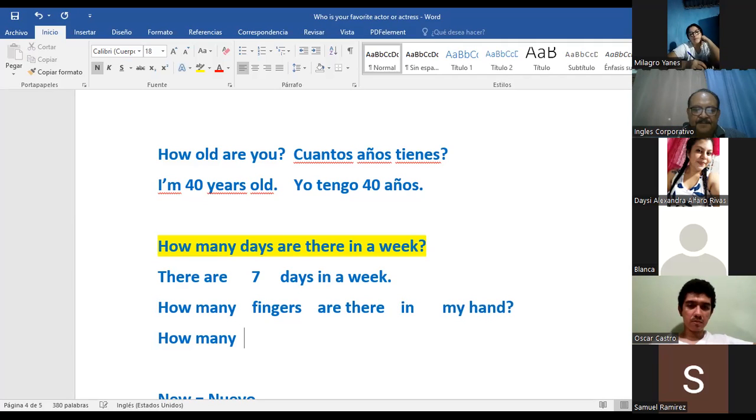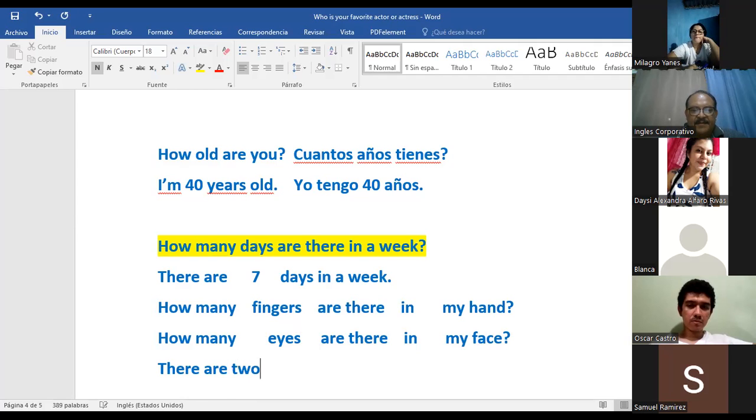Okay, how many eyes? Estamos hablando de plural, ok. Are there in my face? Okay. Two. Ajá. There are. Acostúmbrense a usar. Ahorita acostumbrémonos a usar las respuestas largas para practicar, ok. There are two eyes.